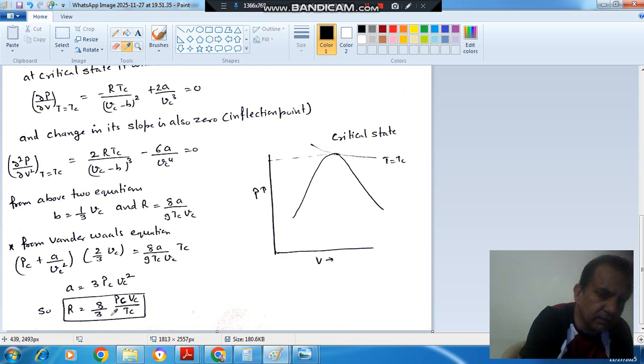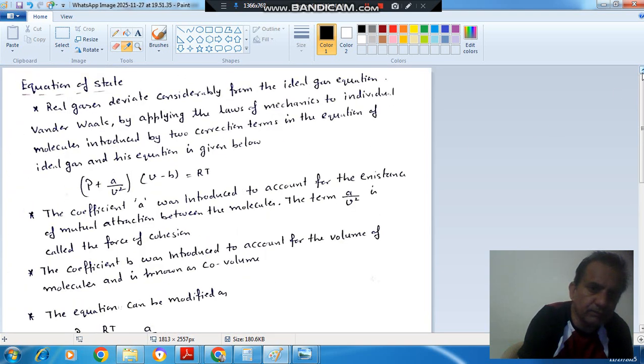So R is in terms of Pc, vc and Tc, and b is in terms of vc. a is also in terms of Pc and vc. So these are the fixed quantities. So this is your Van der Waals equation.